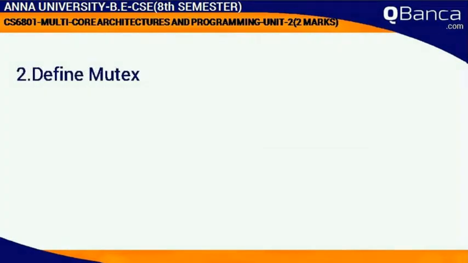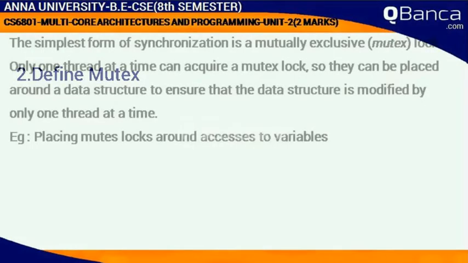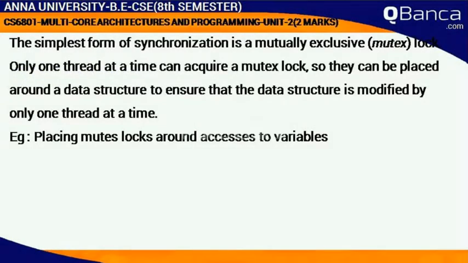Define mutex. Answer. The simplest form of synchronization is a mutually exclusive lock, a mutex lock. Only one thread at a time can acquire a mutex lock, so they can be placed around a data structure to ensure that the data structure is modified by only one thread at a time.